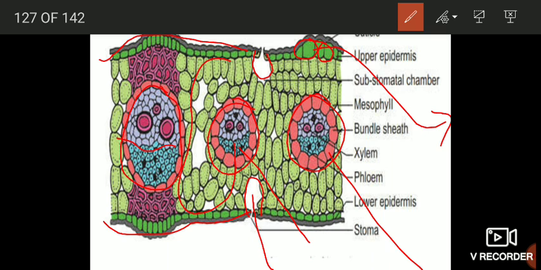And finally, here you can see this patch of cells. These are known as bundle sheath extensions. They are composed of parenchymatous or sclerenchymatous cells, and they extend from the bundle sheath of this vascular bundle to both the upper epidermis and the lower epidermis. This is all about the anatomy of monocot leaves or isobilateral leaves.